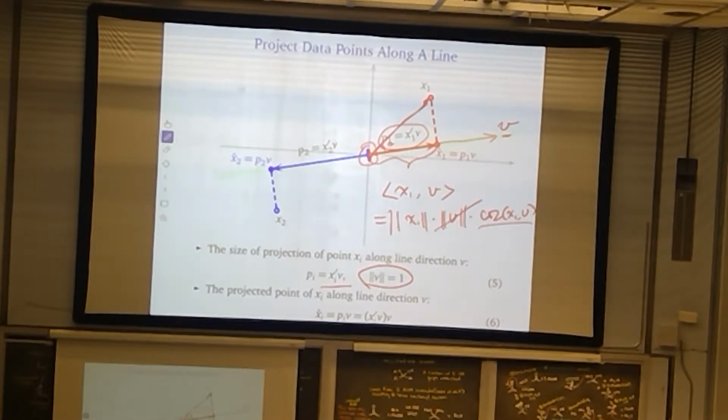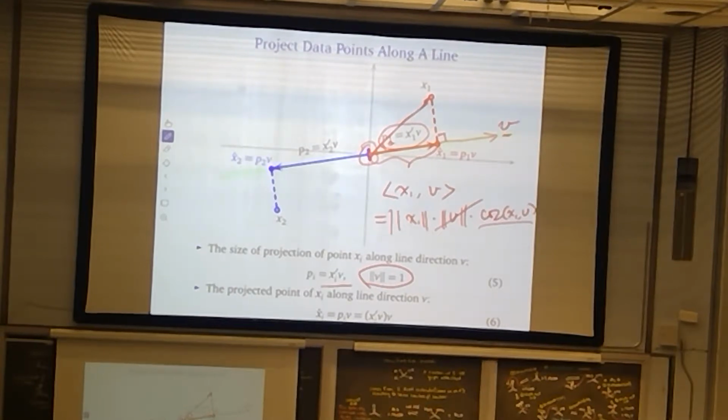Now, this just gives you a scalar, one number: the size of the projection. But what's this x hat? The approximation of this point on this line. If I have to find it, we have talked about least squares, right? This is a perpendicular, orthogonal projection.